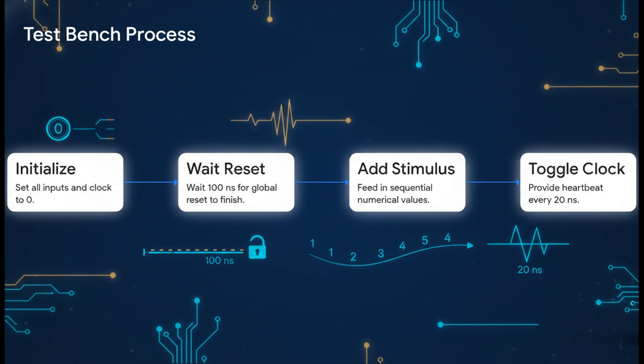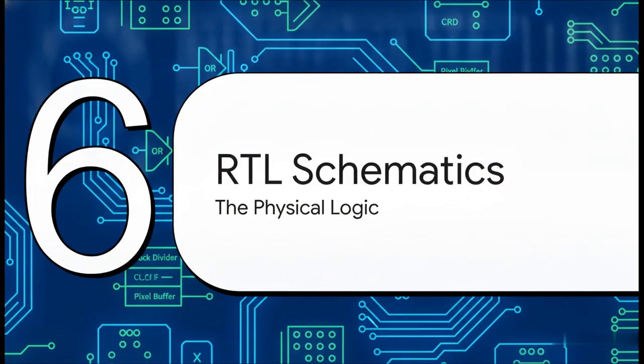Step 3, we add our stimulus, which just means feeding the controller sequential numbers to display like 1, 2, 3, 4. And finally, step 4, we simulate a hardware clock, commanding it to toggle its state every 20 nanoseconds. That provides the heartbeat driving our entire multiplexing process. Section 6, the final RTL schematics. It is time for the final unboxing, turning our software logic into actual simulated hardware components.